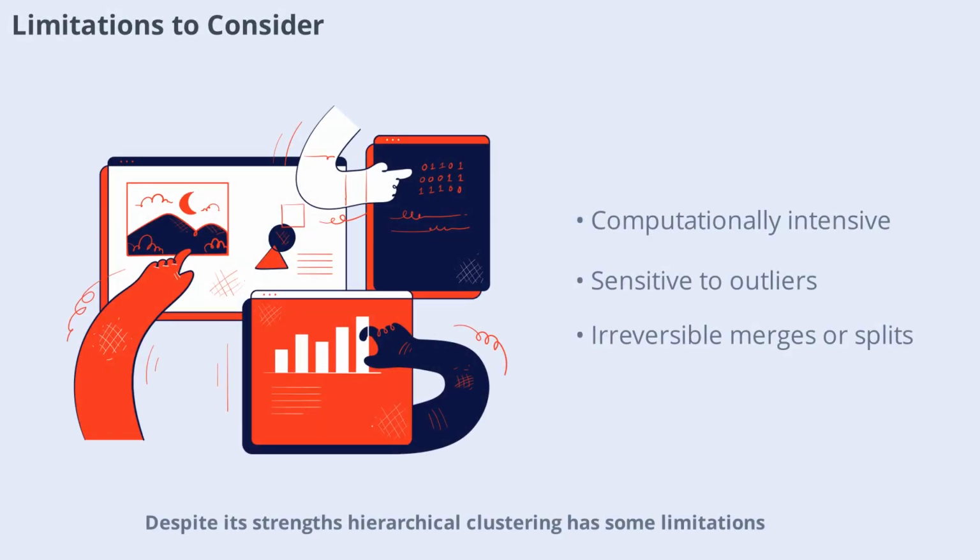Despite its strengths, hierarchical clustering has some limitations. It can be computationally intensive, especially with large datasets, because it requires calculating and updating distances at every step. The results can also be sensitive to noise and outliers, which may lead to misleading clusters. Additionally, once a merge or split is made, it can't be undone, so early mistakes can affect the final outcome. Being aware of these limitations helps you use hierarchical clustering more effectively.